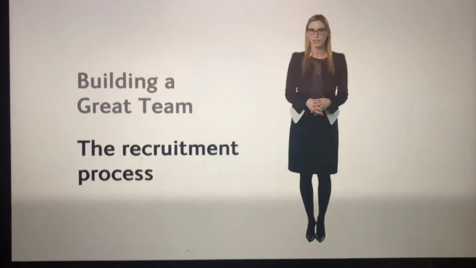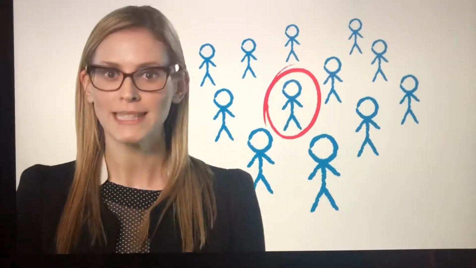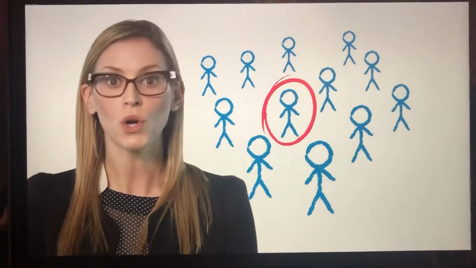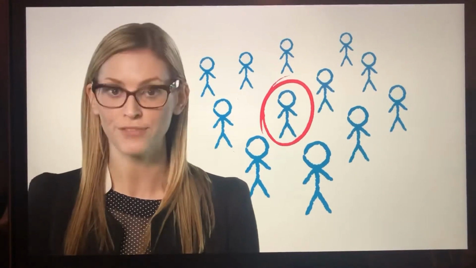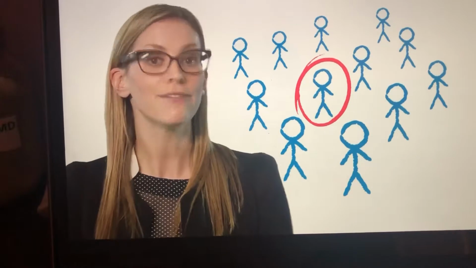Selecting the right person depends on following a series of distinct steps. This gives you a simple process that you can use no matter what type or level of position you want to fill. The process also ensures that your recruitment is efficient, effective, and fair. Let's look at each of these steps briefly.